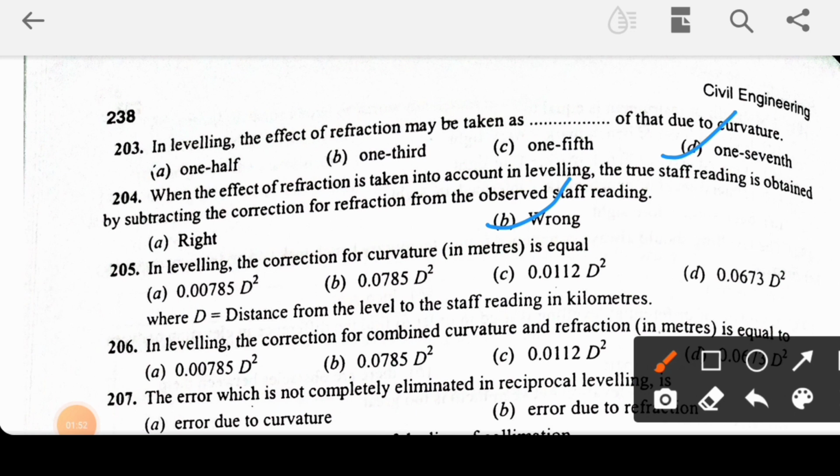In leveling, the correction for curvature in meters is equal to 0.0785 d square. Correct answer B. Where d equals the distance from the level to the staff reading in kilometers.